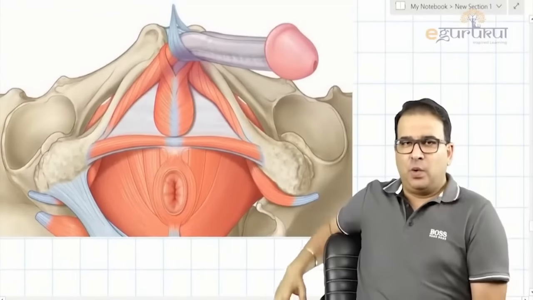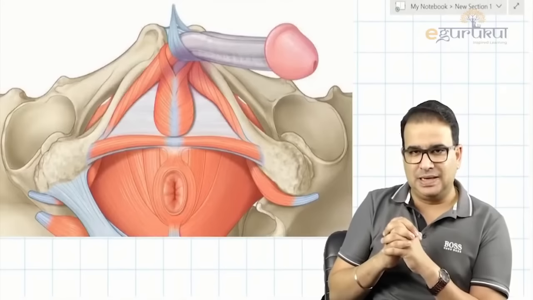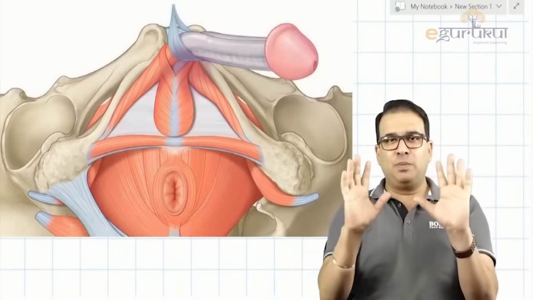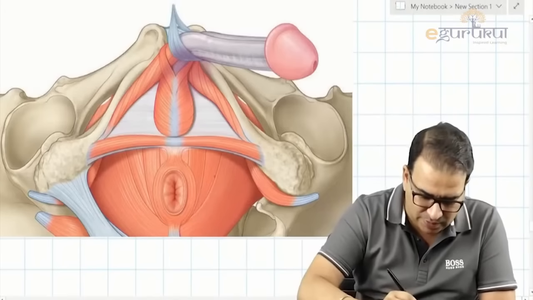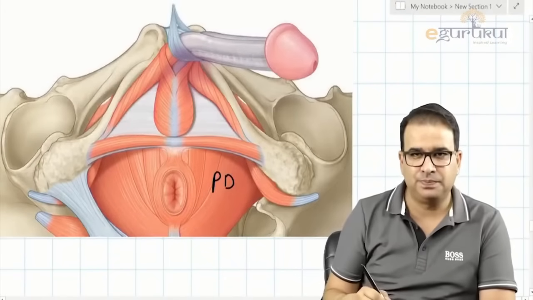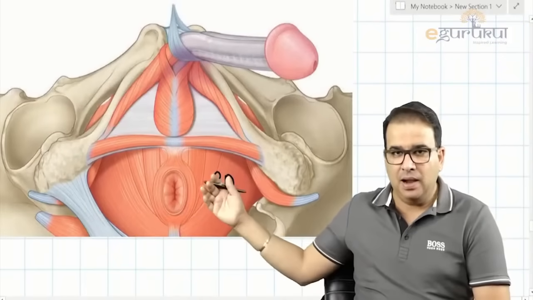Let me just give you a quick orientation to this. You're seeing this dissected specimen, basically a lithotomy view, and you can see that's a pelvic diaphragm. This whole thing here is a pelvic diaphragm. Let me just mark it here. That's a pelvic diaphragm, also called levator ani. The medial part is levator ani.